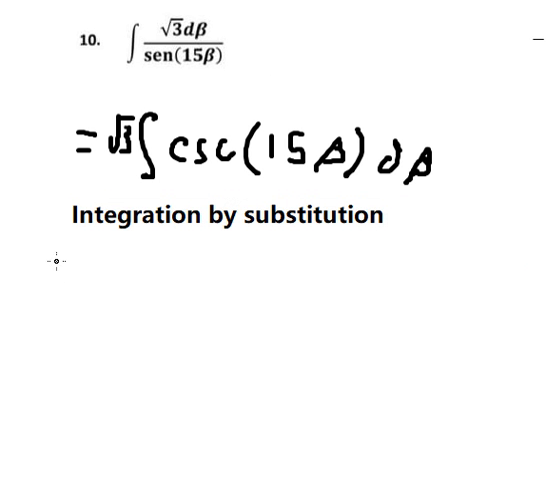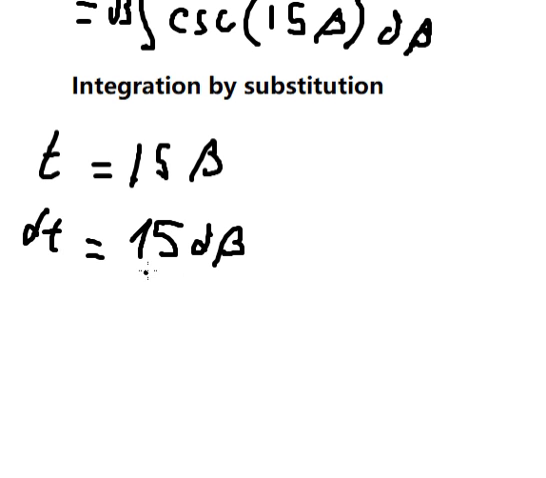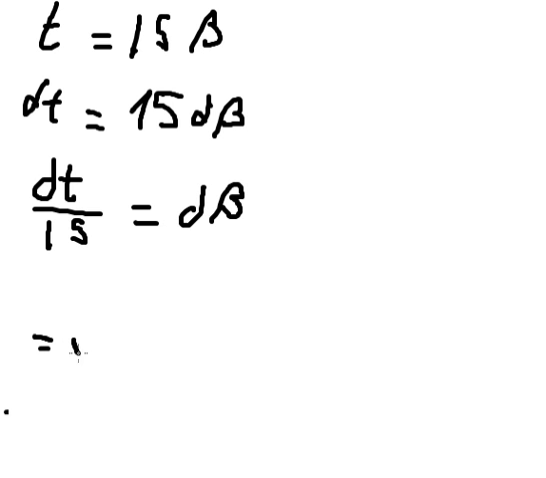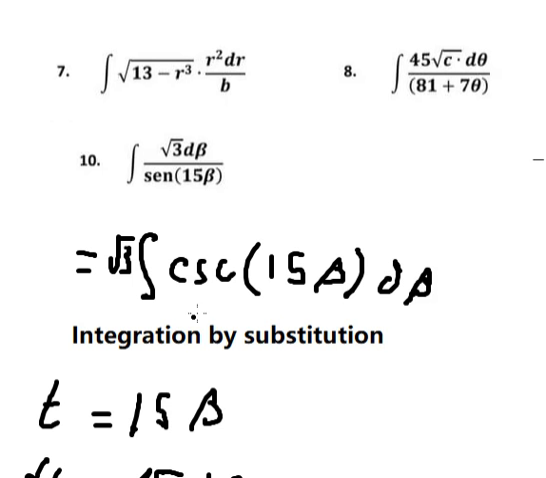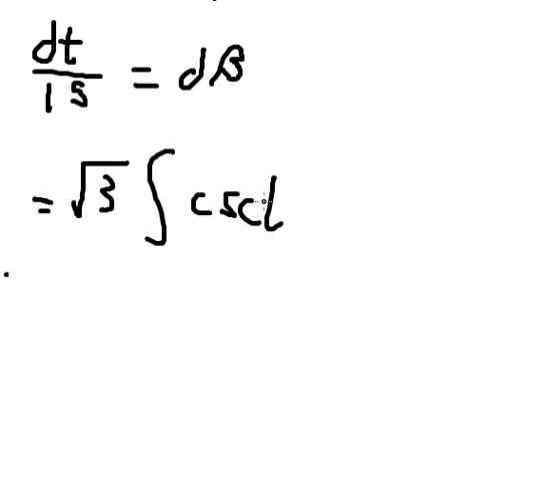So I will put t equal to 15 beta. So we do first derivative for both sides. We have 15 d beta. Because we don't have number 15 in here, we need to divide both sides by number 15. So this one, we have cosecant of t dt, and we have number 15 we put in here.